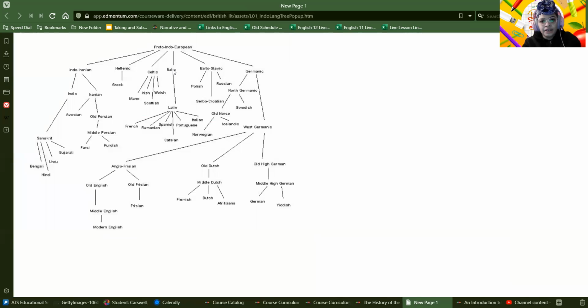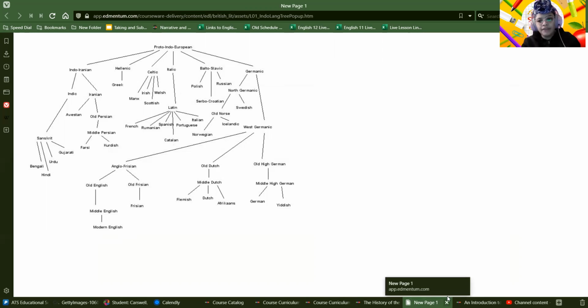So for the Italic languages, we get Latin. And from Latin, we get French, Spanish, Portuguese, all of those things. On the Germanic branch, where English shows up, we've got North Germanic, Swedish, Old Norse, West Germanic. And there's a difference between West Germanic and Old Germanic because the languages are not as related as everything under the West Germanic umbrella. And under here, we've got Anglo-Frisian, Old English, Middle English, and Modern English.